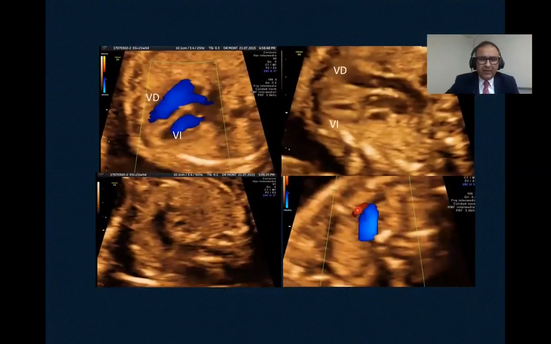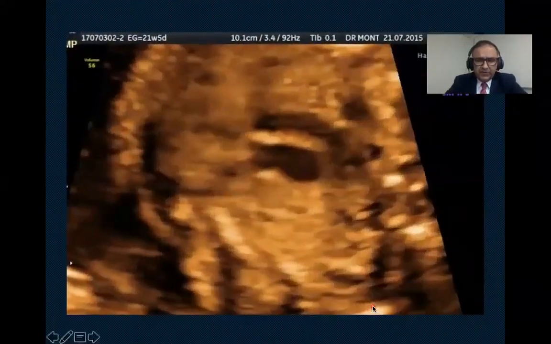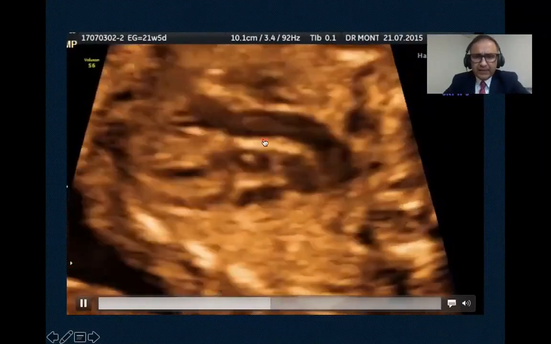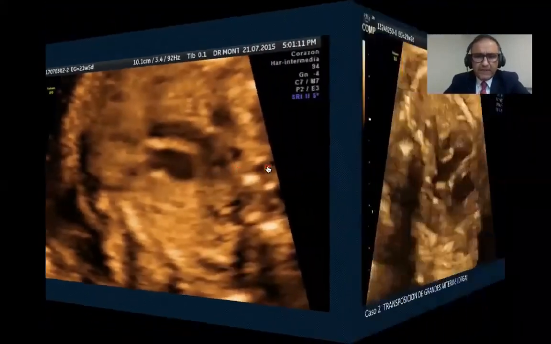So please remember that conotruncal heart defects have a normal 4-chamber view except for corrected TGA. Here we are looking at a transposition of the great arteries where we see a normal 4-chamber view. The shotgun barrel sign is here, and in the 3-vessel view, there are only 2 vessels. Here we can see the image of transposition of the great arteries, the aorta anterior and the pulmonary artery posterior.